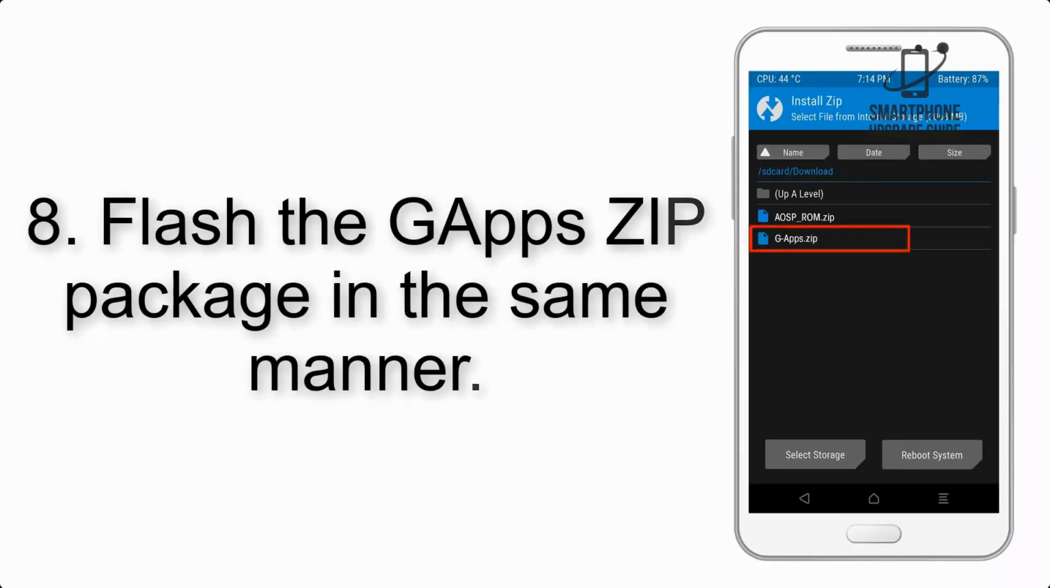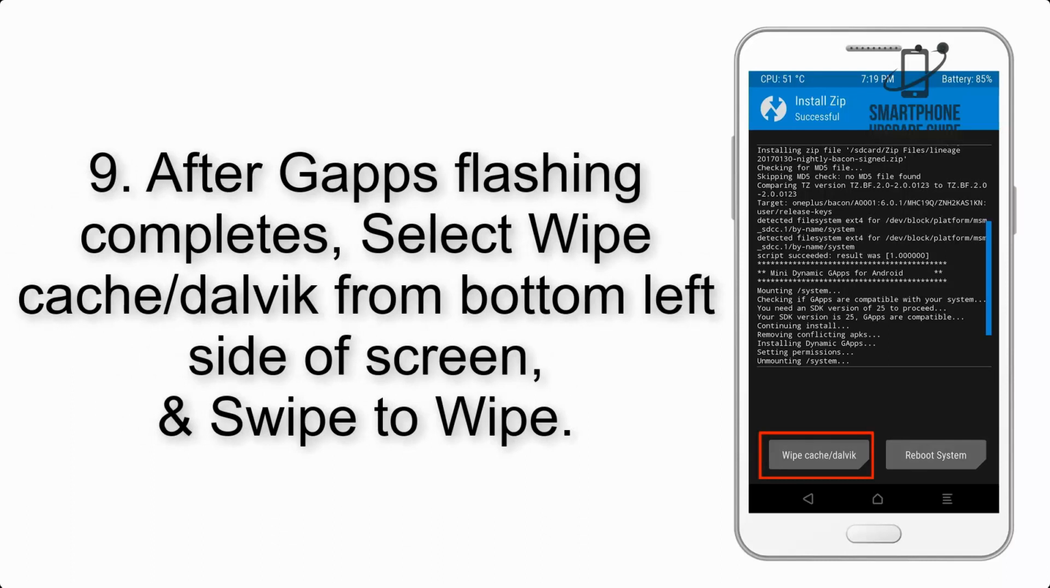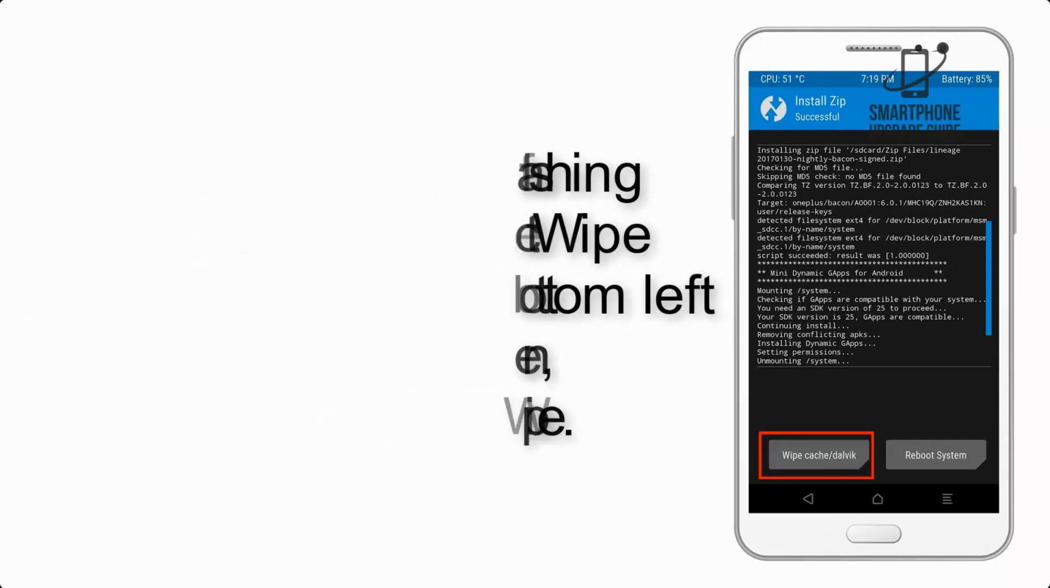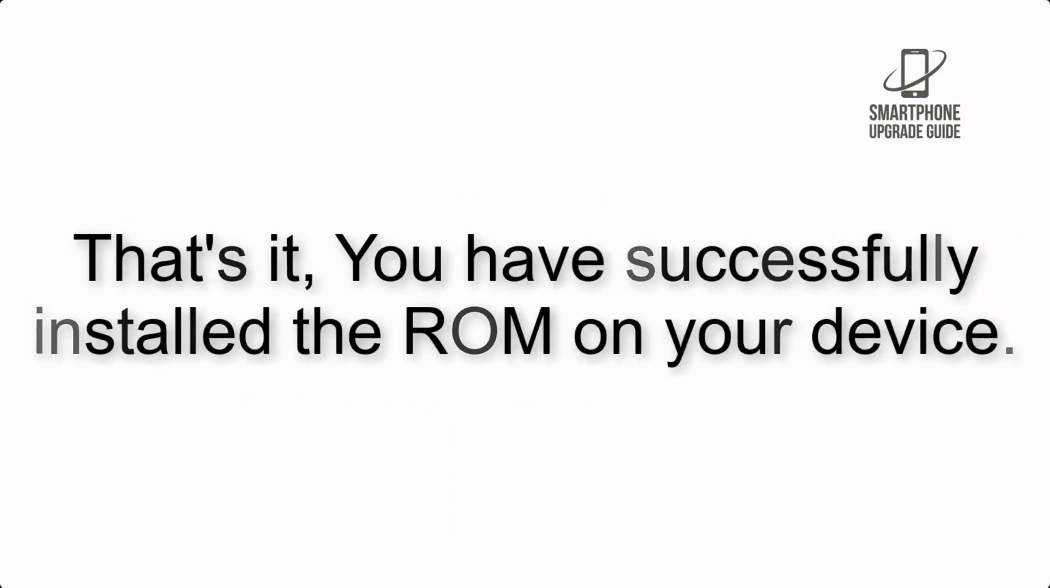Step 8. Flash the GApps zip package, in the same manner. Step 9. After GApps flashing completes, select Wipe Cache and Dalvik from bottom left side of screen, and swipe to wipe. Step 10. When the flashing process is complete, hit Reboot System. That's it, you have successfully installed the ROM on your device.